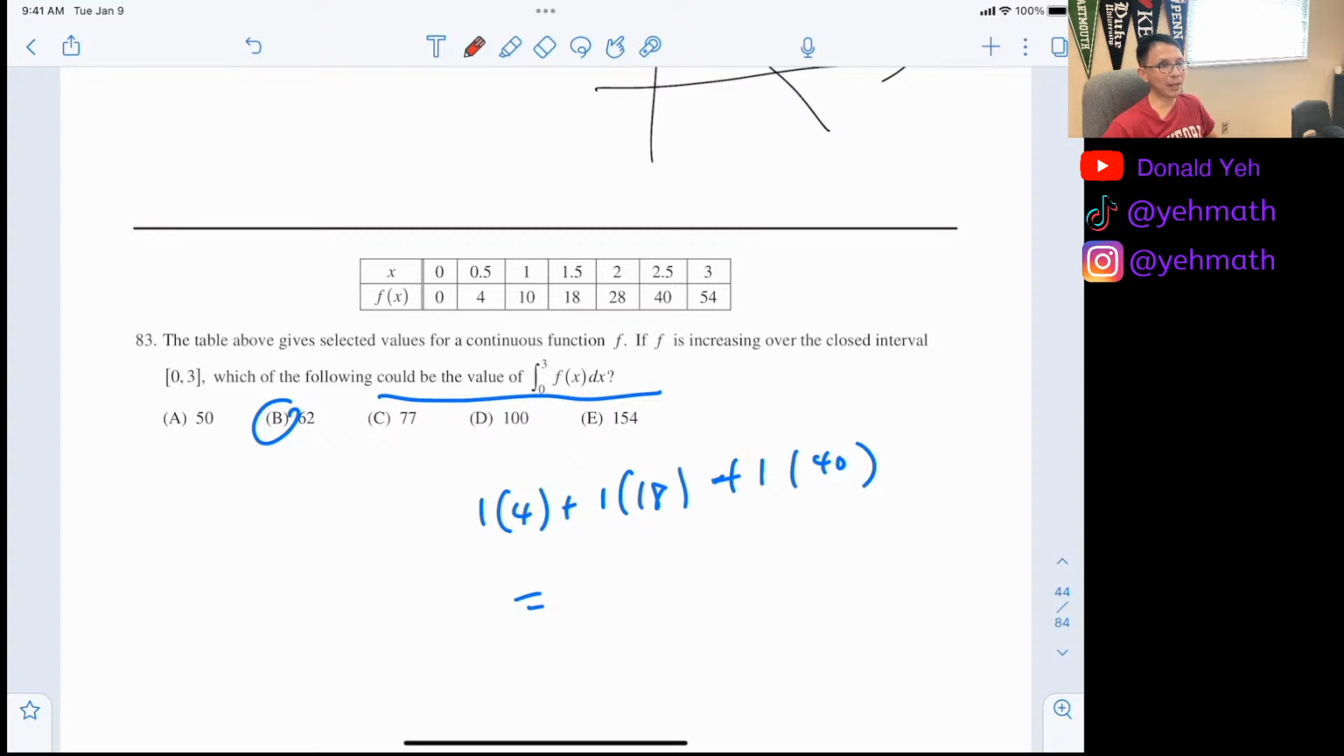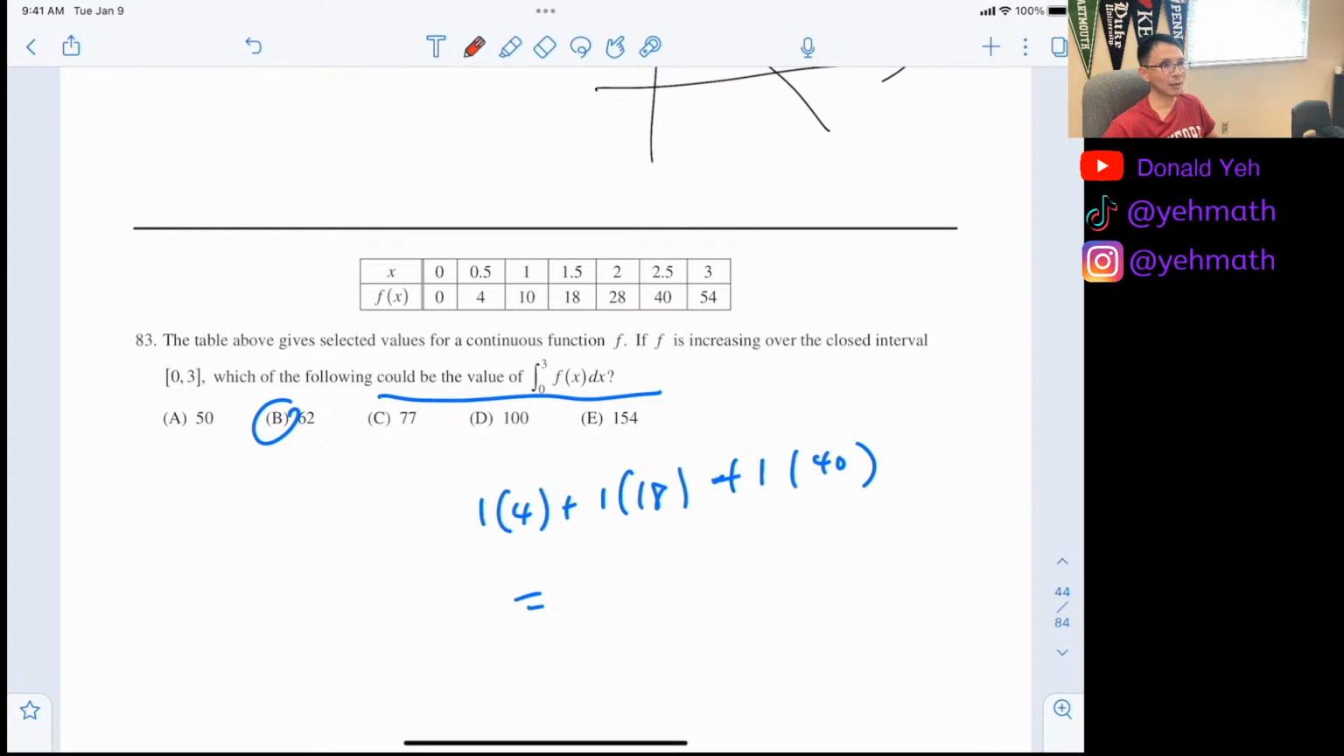For the midpoint, you only had to do 3 because they gave 0.5, 1.5, and 2.5. Since they're equal intervals, I choose the midpoint. I do 1 times 4, 1 times 18, and 1 times 40. I did it in less than 20 seconds.